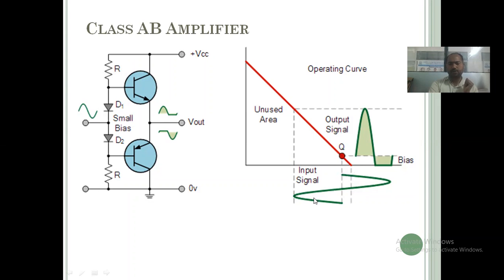Okay, so we provide the input signal, and we get this type of output signal with respect to the class AB type of amplifier. So the effect of the crossover should be eliminated by the class AB type of amplifier, right? So as we have seen, as the amplifier goes from class A to class AB, we are increasing the efficiency of this amplifier.